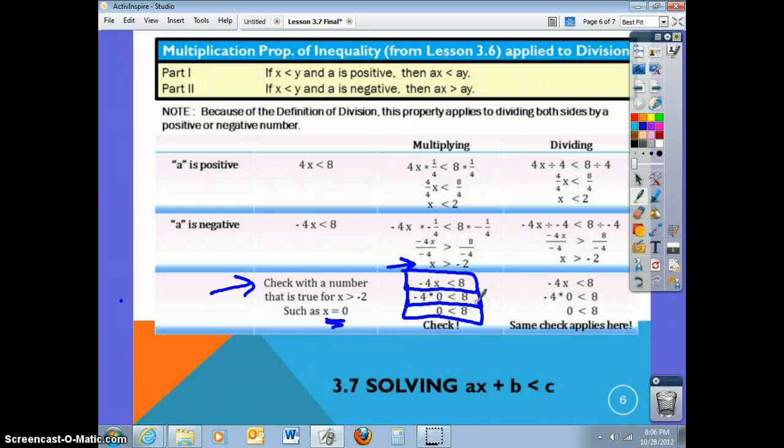Yes, that's true. This is the exact same check right there, just done twice because it was the same result here, so it's the exact same check. So you'll see that the 0 is less than 8 is true, and so therefore this is true, and therefore we were correct in flipping the inequality symbol.